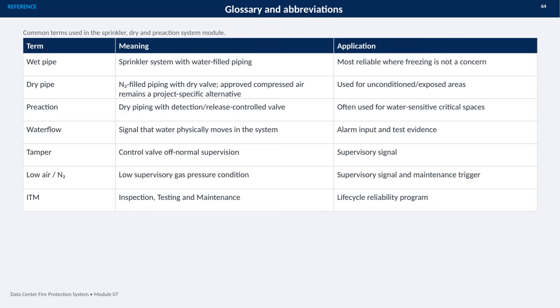The remaining terms describe system signals and maintenance activities. Water flow confirms that water is physically moving through the system, providing an alarm input and test evidence. Tamper indicates that a control valve is off normal, while low air or nitrogen identifies a low supervisory gas pressure condition. Both are supervisory signals and can trigger maintenance. Finally, IDM means inspection, testing, and maintenance. It is the lifecycle reliability program that helps verify these systems remain ready to perform when needed.